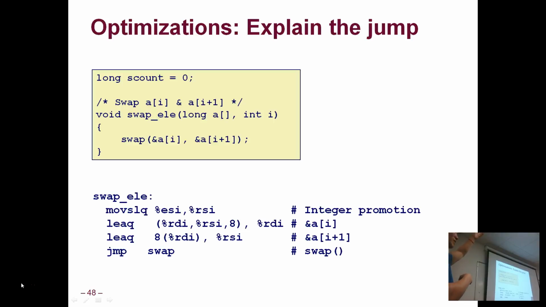But if you were using the swap value to, say, print it out or something, then you have to use the return. So this function will return, and rather than returning to this guy, which would just do another return because it's the leaf, I'm going to skip that return and implement this as a jump. That's kind of cool. That's really cool.